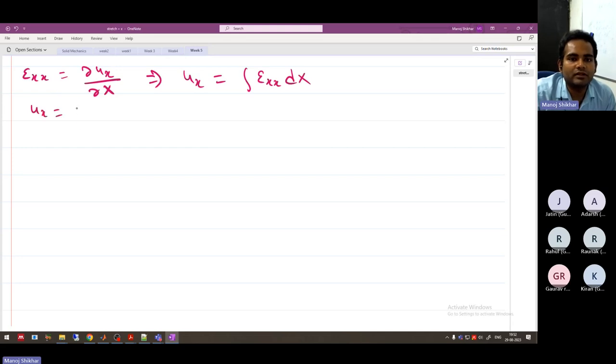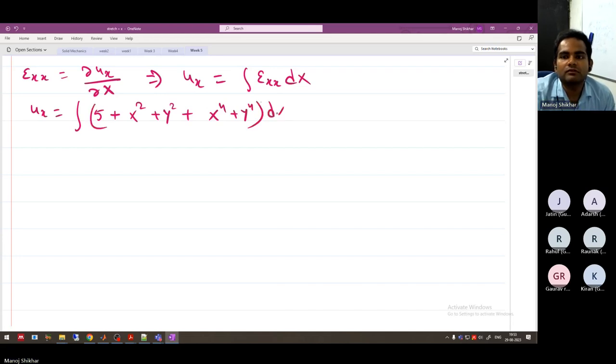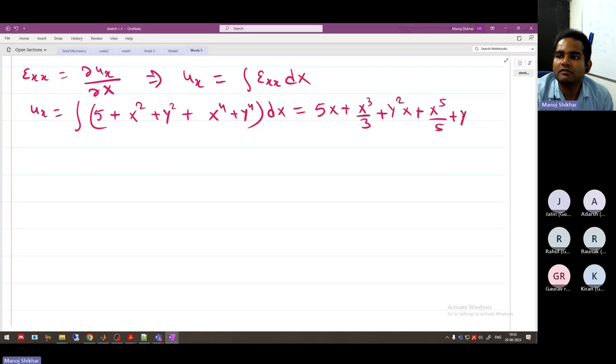So u_x will be what? Integration of (5 plus x square plus y square plus x to the power 4 plus y to the power 4) dx. So this is what? 5x plus x cubed by 3 plus y square x plus x to the power 5 by 5 plus y to the power 4 x plus some function of y.